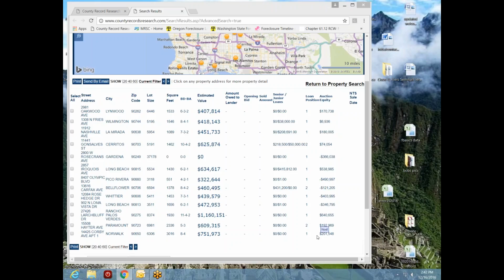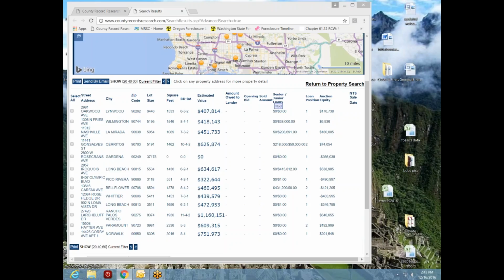1, 2, 3 of these are seconds. Okay, so when you have a second foreclosing, as a general rule, you're going to have a loan ahead of it, which is the first loan. So this property on Carfax in Bellflower has a foreclosing second, and so we have our senior junior loan column shows me a first of $431,200, and then there's a slash and then zeros.